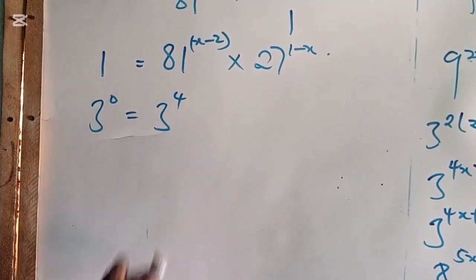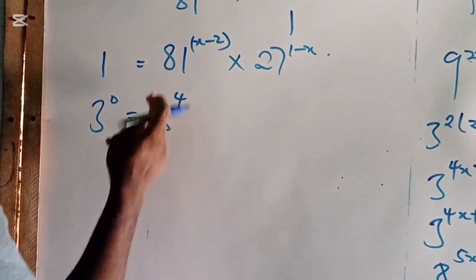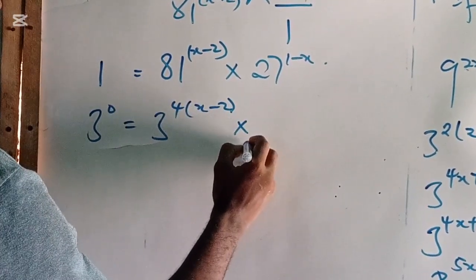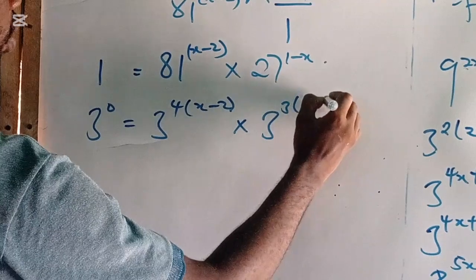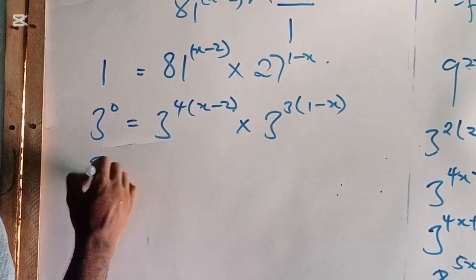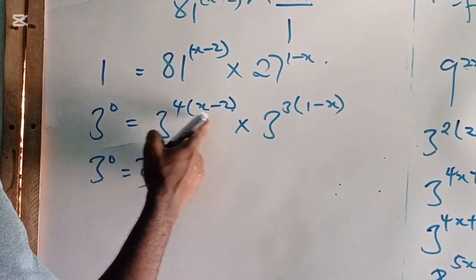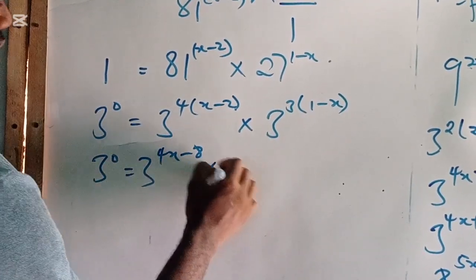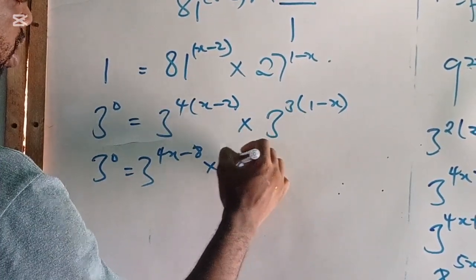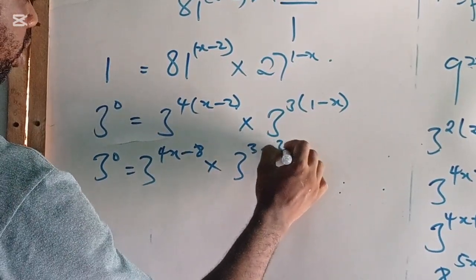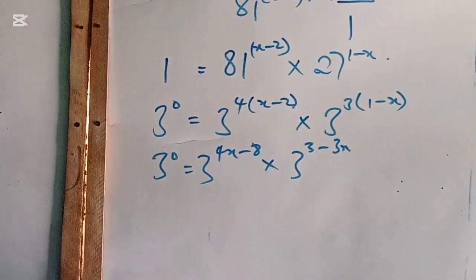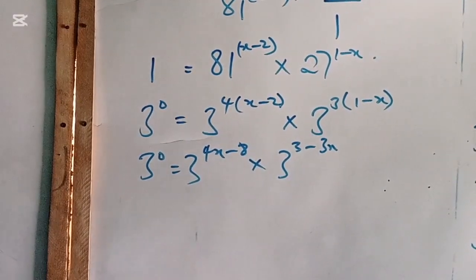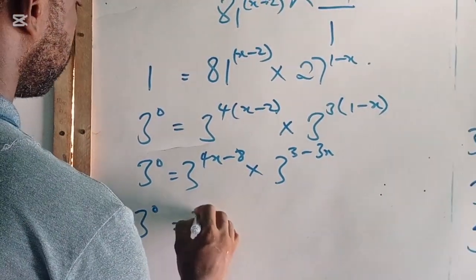3 raised to the power 4 is 3 multiplying itself 4 times to give us 81. So you have x minus 2, times 3 raised to the power 3 times 1 minus x. So we have 3 raised to the power 0. 4 times x is 4x. 4 times 2 is minus 8. 3 times 1 is 3, and 3 times minus x is minus 3x. The same rule as we did earlier: when we have multiplication, we add. So we have 3 raised to the power 0.